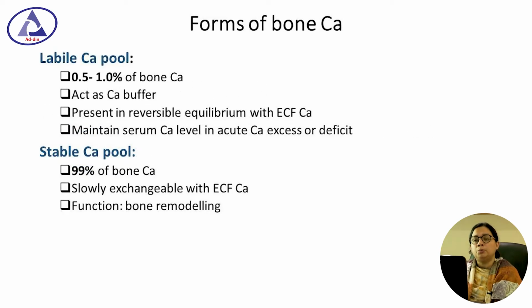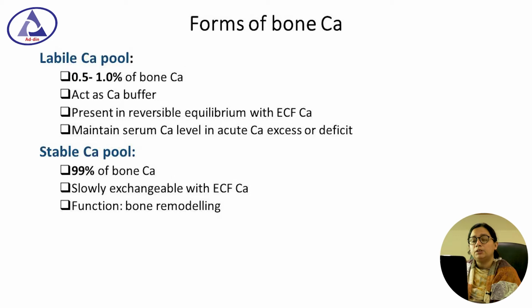Bone calcium can be classified into two groups. The labile calcium pool can continuously move from the bone to extracellular fluid, and from extracellular fluid to bone. Stable calcium is stably present in the bone. The labile calcium pool comprises 0.5 to 1% of bone calcium, acts as a calcium buffer, is present in reversible equilibrium with extracellular fluid calcium, and maintains serum calcium level in acute calcium excess and deficit.